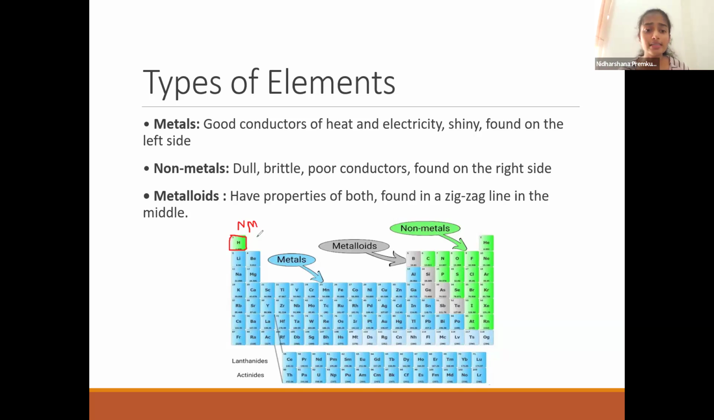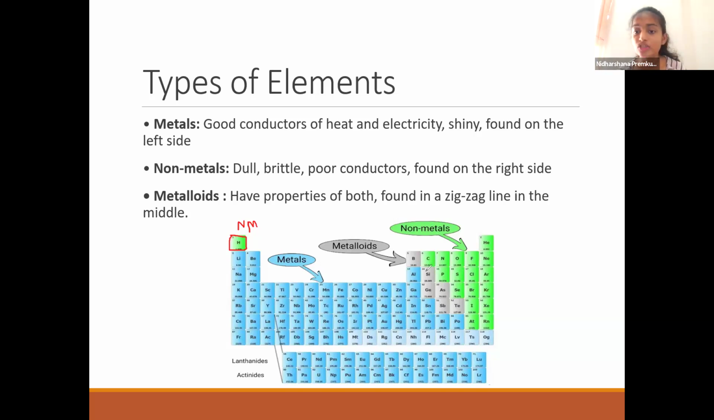Now, what are metalloids? Metalloids are elements which have properties of both metals and non-metals. Some do conduct electricity, some don't. Some are shiny, some are brittle, some are dull. So you don't know which one is which, but they have properties of both metals and non-metals. And they are found in a zigzag line in the middle of the periodic table.